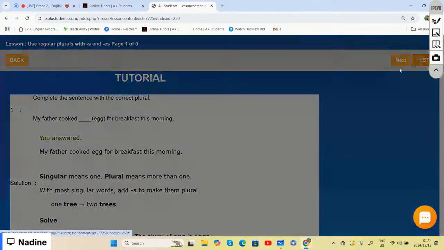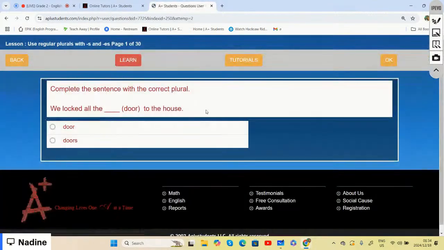Right? So now we're going on to our test. And we're going to complete the sentence with the correct plural. Anything that is more than one, the correct plural.